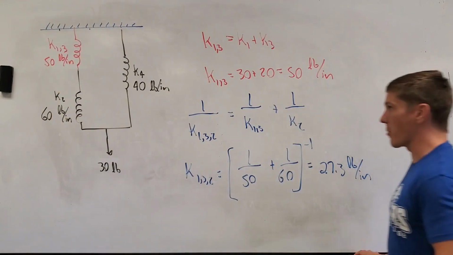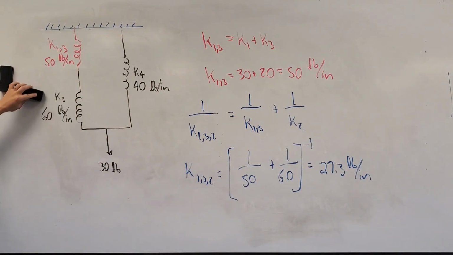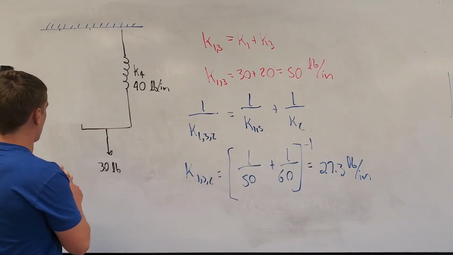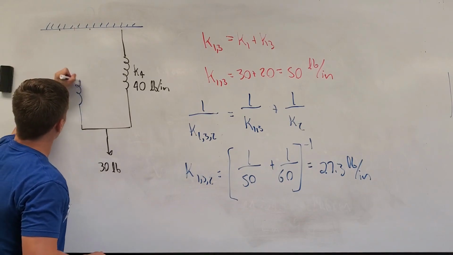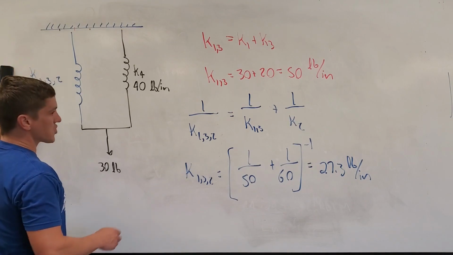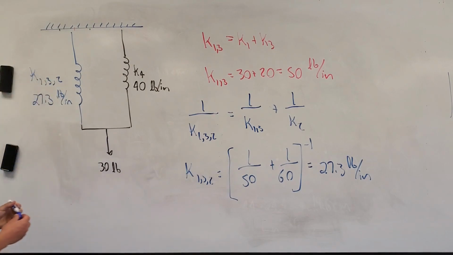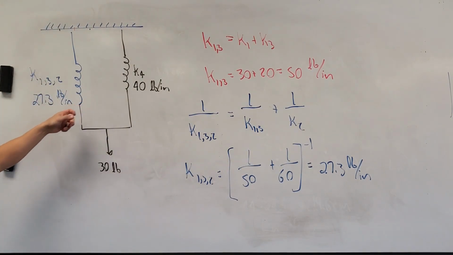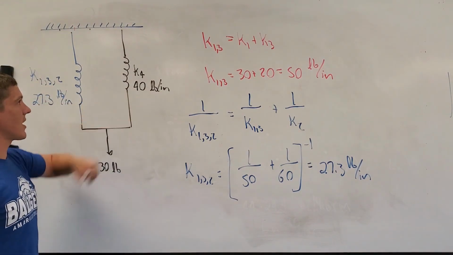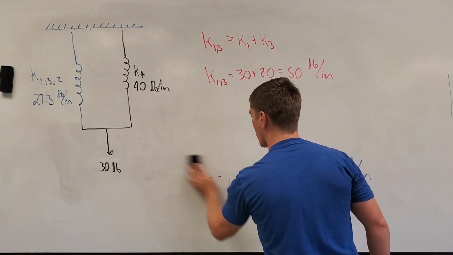So I go back over to my problem and I say, okay, I just replaced spring 1, spring 3 and spring 2 with a new equivalent spring. So now I have an equivalent spring K1,3,2, which we found to be 27.3 pounds per inch. Finally, we got down to this point, we can see that this equivalent spring and spring 4 are definitely in parallel. So now I can replace it one more time with an equivalent spring.